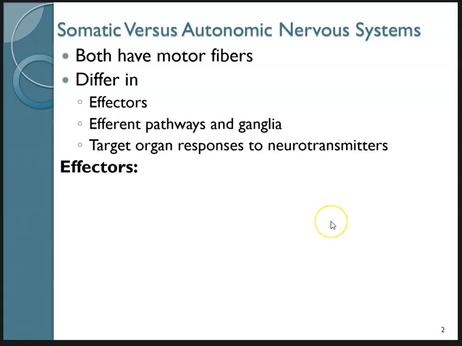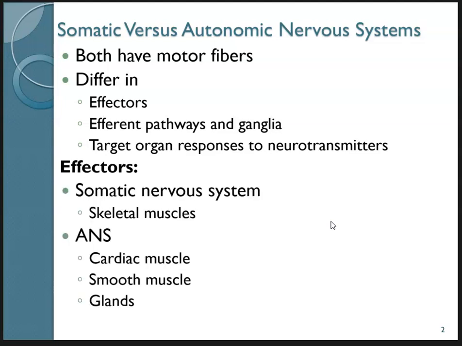So, both the somatic and our autonomic nervous system have motor fibers, so they are the efferent pathway, but they differ in a couple of areas, right? So that'll be the main conversation of this video. So, the effectors: hopefully we recall that in the somatic nervous system the effectors will be skeletal muscle, while in the autonomic nervous system it'll be the smooth muscles, cardiac muscles, and the glands.